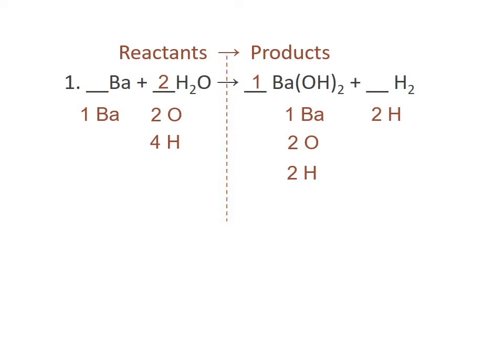Now I can balance out those hydrogens. Currently, I have 4 on the reactant side. I have 2 on the product side. So that means I need 2 more on the product side. That will give me 4 H's, that's 4H, on both sides. So to get 2 hydrogens out of a hydrogen molecule, I will have to place a 1 in that blank space. Now my equation is balanced, 1 barium on either side, 2 oxygens on either side, 4 hydrogens on either side.